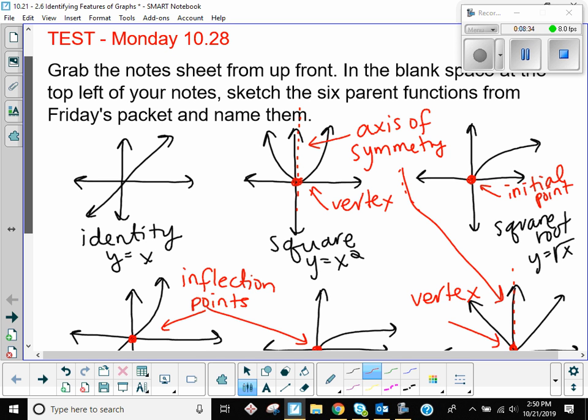And it's good to have vocabulary words for those things because when we start doing transformations, I can say, okay, where did the initial point transform to? Or where did your vertex go? Or what happened to the inflection point? And you want to be comfortable with those words.